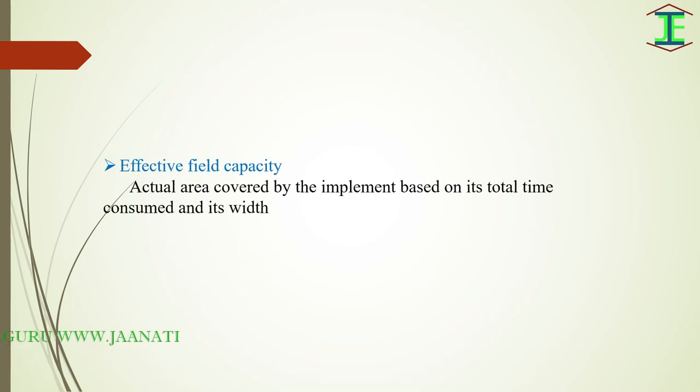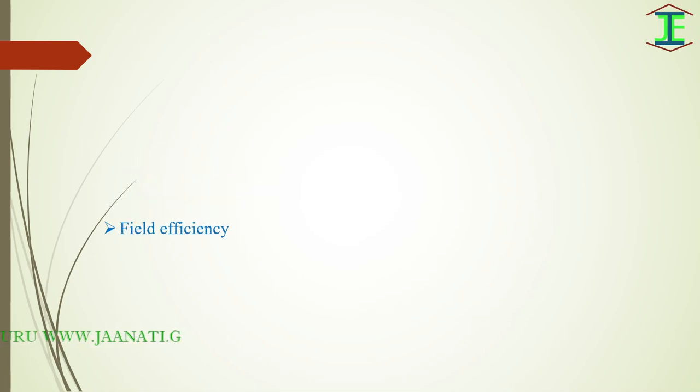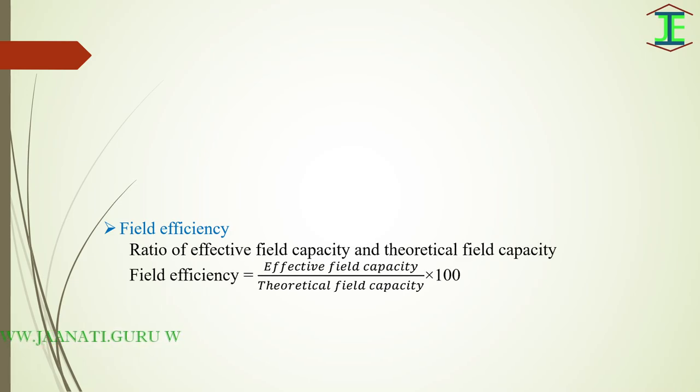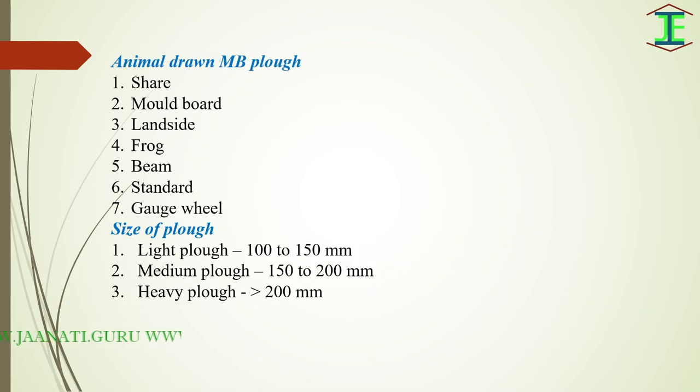Effective field capacity. Effective field capacity is the actual area covered by the implement. So theoretical field capacity is not the actual area covered. We are just imagining that 100% width is covered and 100% time is utilized. But effective field capacity is the real area covered by the implement in a particular time. Field efficiency. Field efficiency is the ratio of effective field capacity to the theoretical field capacity.